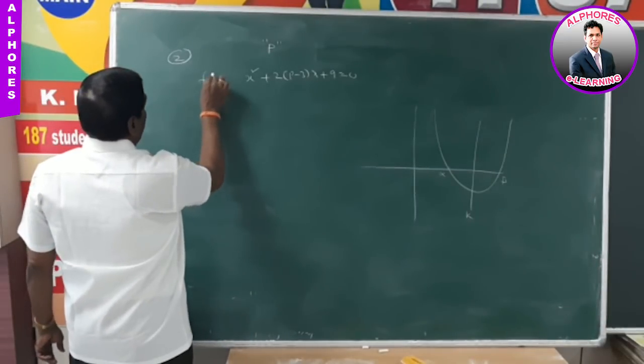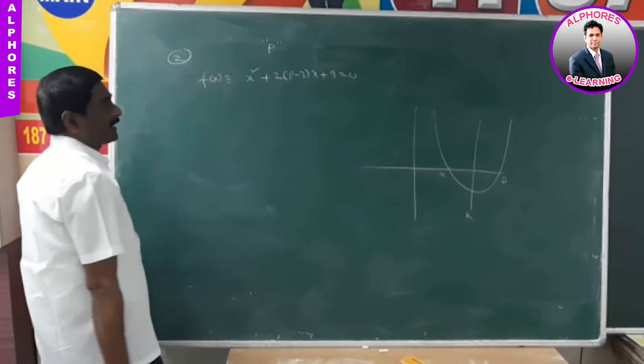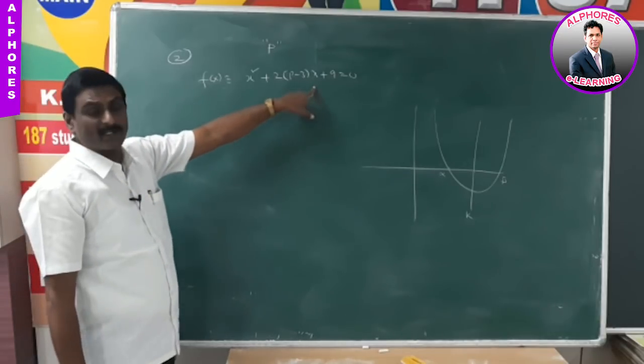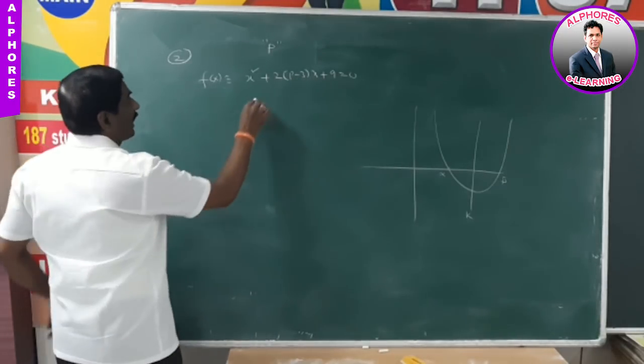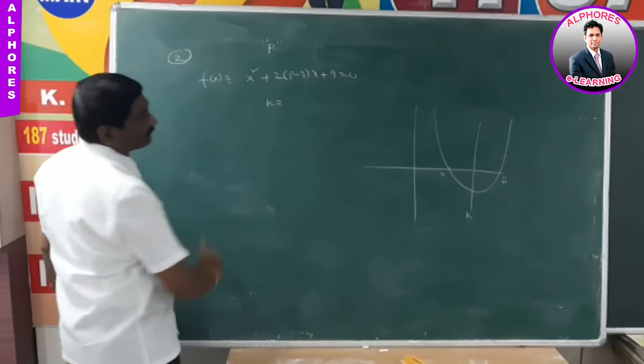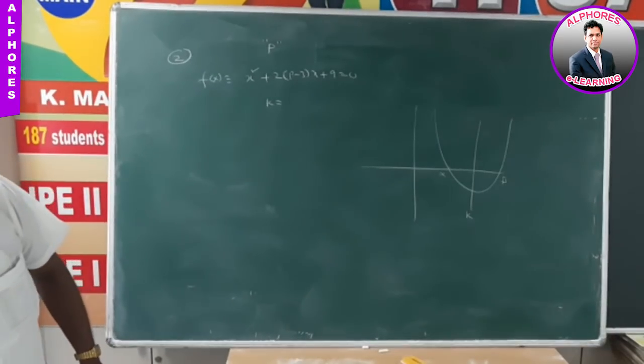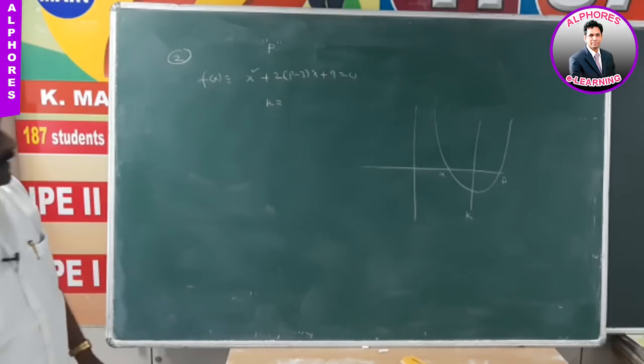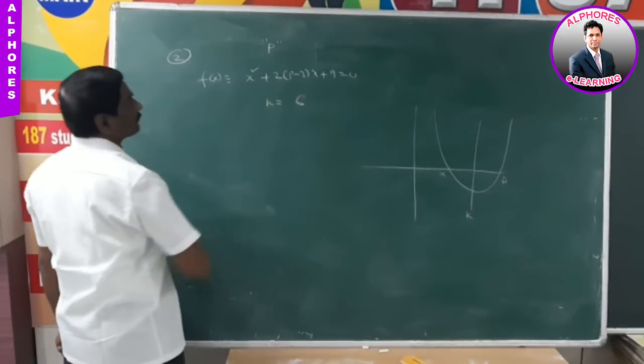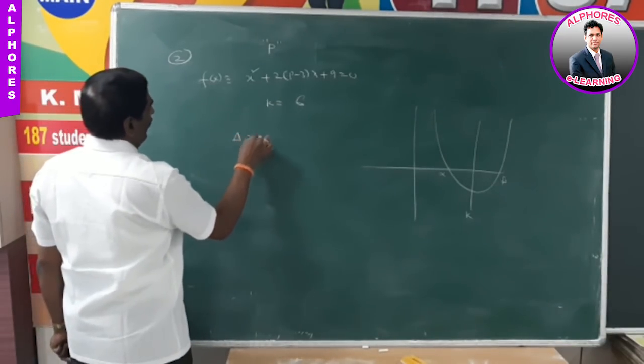Here the quadratic expression f of x is equal to x square plus 2 into p minus 3 into x plus 9. k lies between the roots, k is equal to 6. So delta greater than 0.